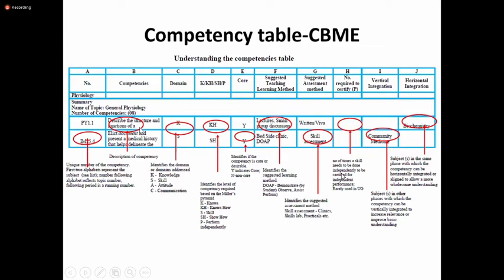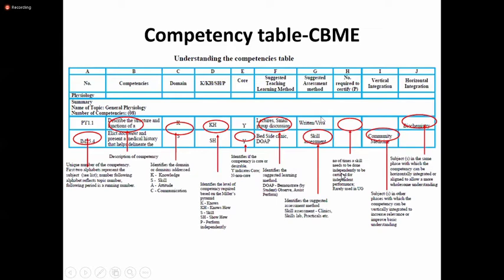So we are going to analyze using the suggested assessment method. There are different assessment methods given by the CBME curriculum, and we are going to assess whether you have acquired this competency or not. So if you see the first column, this is nothing but the subject name with the number of competency. Next is, what is that competency? That is the description of this competency.